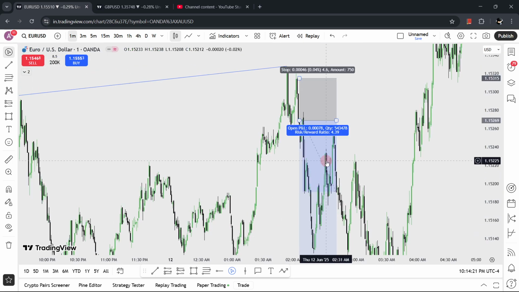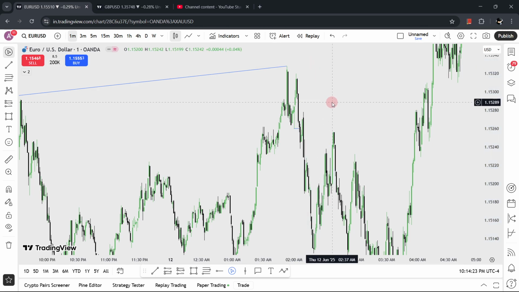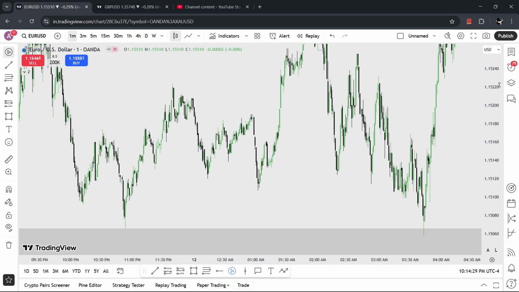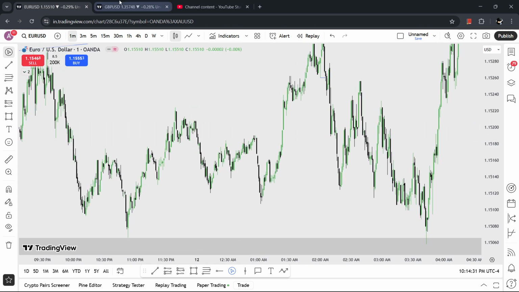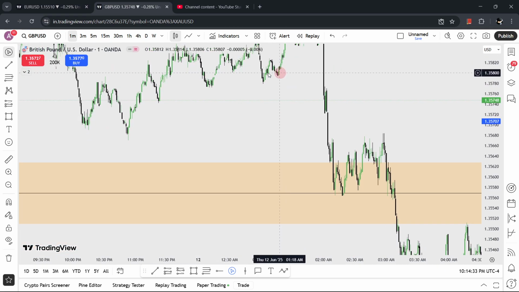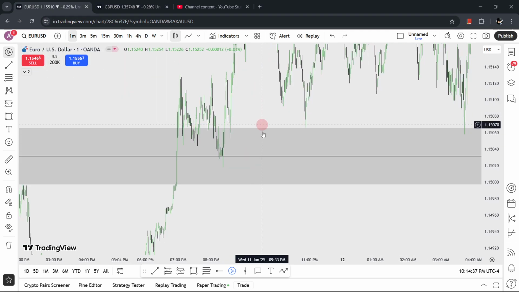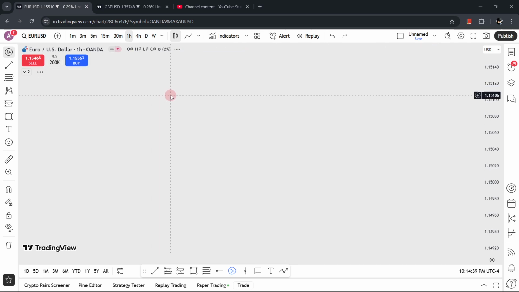You could get almost a good RR, but it is not advisable to take this trade, because we are taking a trade against our trend. Similarly, here you can't find any trades. But you see, I'll go to one hour here.